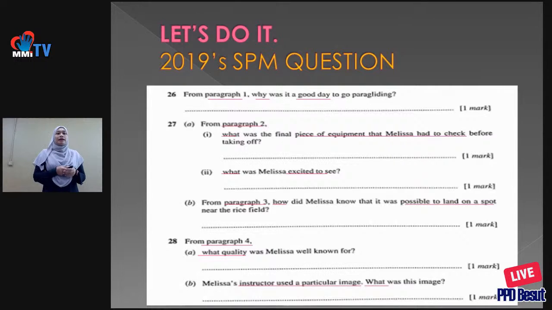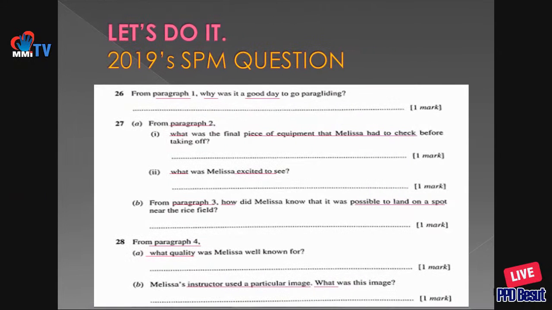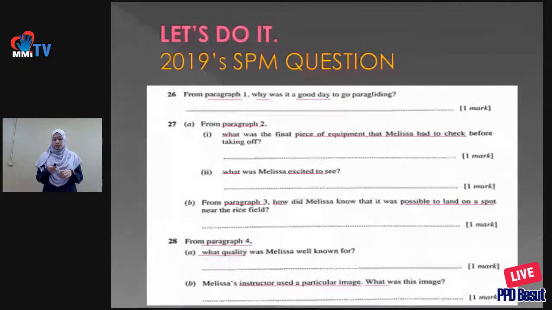Okay, 28, underline the paragraph 4. We are going to look at the answer in paragraph 4 later on. And then what quality? Okay, 28B, paragraph 4, and then instructor use a particular image. What was the image? Okay, continue.